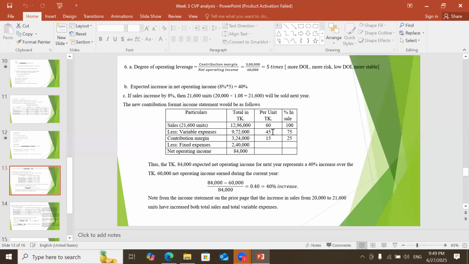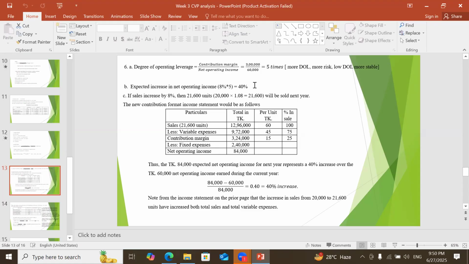You subtract from 60 to 45, then you will get ultimately 15 is the contribution margin. Okay. This is the contribution margin. Now you try to find out how much will increase the sale. Original net operating income 60,000 and now increased net operating income 84,000. So you try to find out a percentage, 40% increase. This is the 40% increase in income.